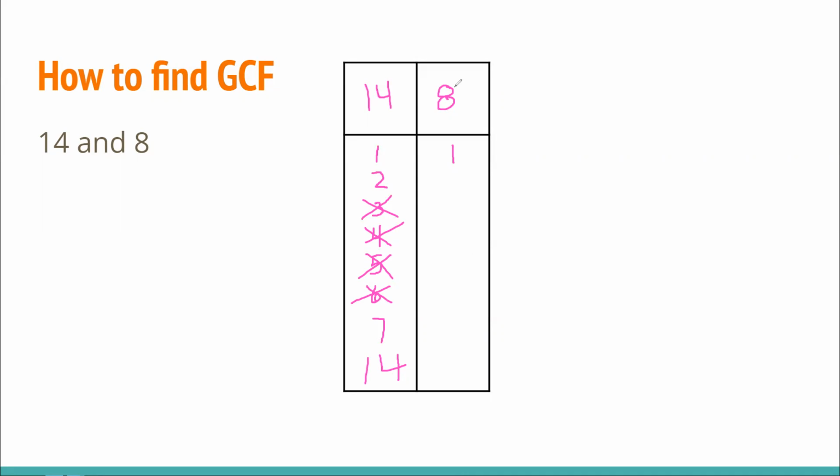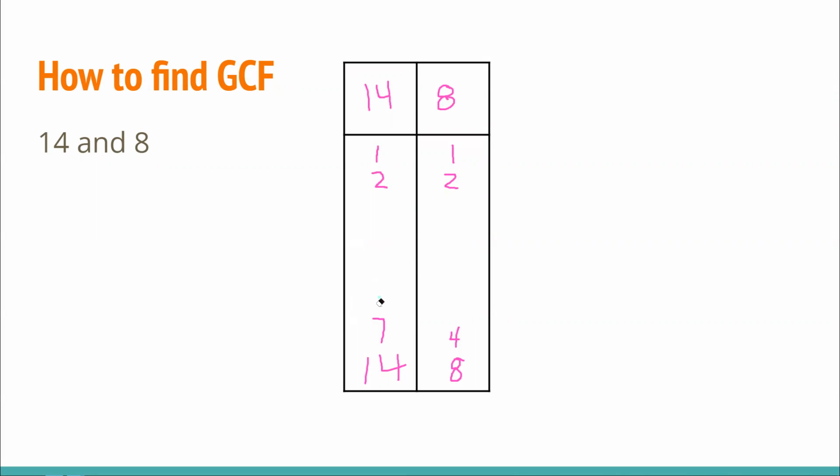Now I'm going to do the same thing to my 8. 8 divided by 1 is 8. 8 divided by 2 is 4. 8 divided by 3 doesn't happen, can't do it. And now we're back at 4. So these 4 numbers are going to be the numbers that are the factors of 8.